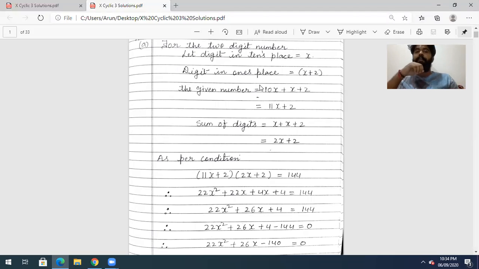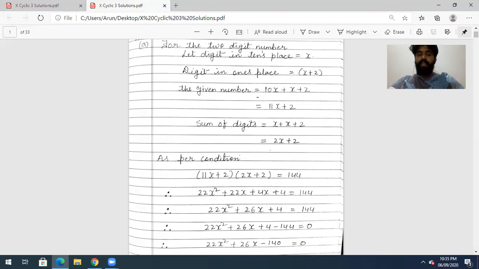Now that we have both the tens and the units digit, we can find the number. So it will be 10 into the digit at tens place, so 10x plus the digit at units place. So 10x plus x plus 2, which is 11x plus 2. In the sum, they have given the product of the number and the sum of their digits. So we calculate the sum of their digits. So x plus x plus 2, which is 2x plus 2.